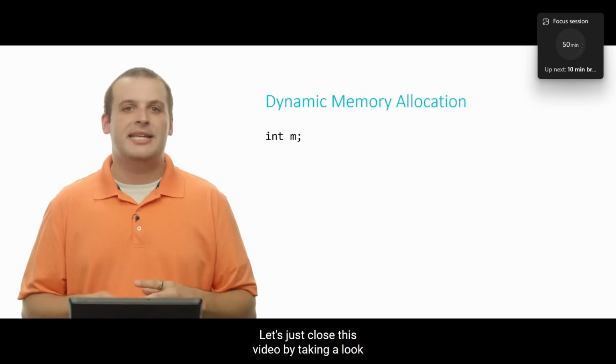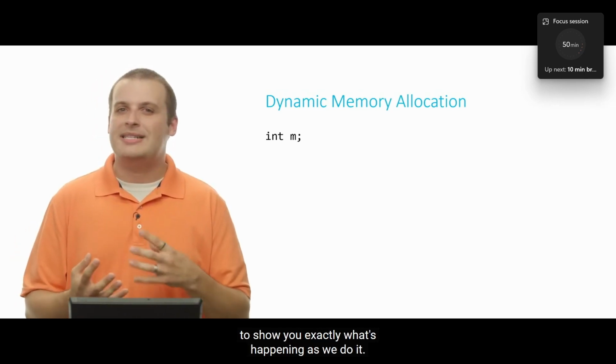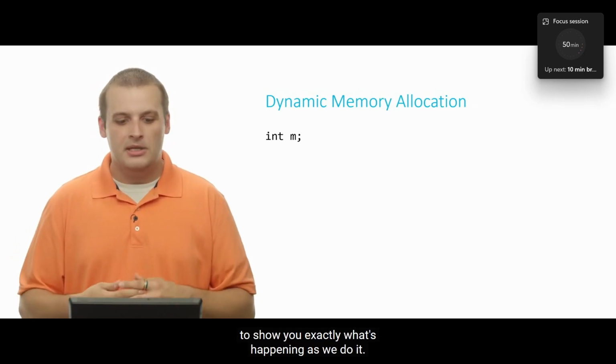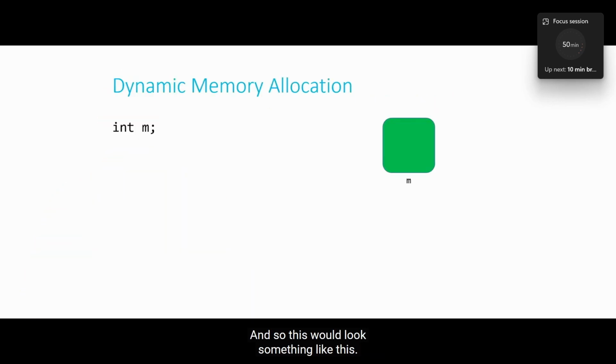Let's just close this video by taking a look at a couple of lines of code and a visual example to show you exactly what's happening as we do it. So first, let's statically declare an integer called m. And so this would look something like this. I've colored the box green because in my head, integers are always in green boxes, and I've written the label M on the box.